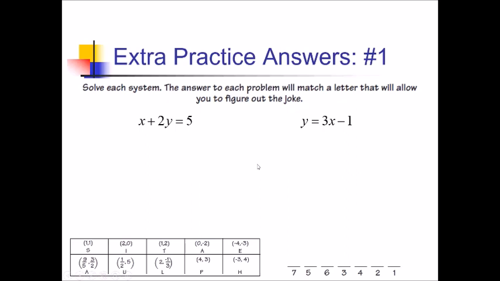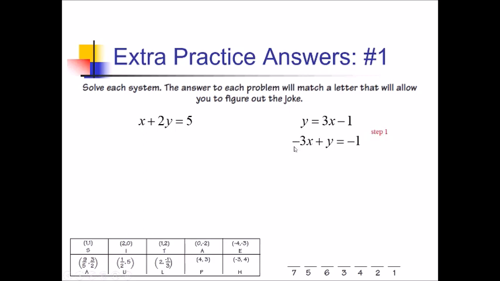So for this problem, I could use substitution on this one and replace the y over here with 3x minus 1, and that's one way to get there. But I like to do all these with elimination just to show you kind of how that's done. So if I want to use elimination or addition, I have to first rearrange this second equation so that the 3x is on the left side. So that'll be my first step, is to subtract the 3x.